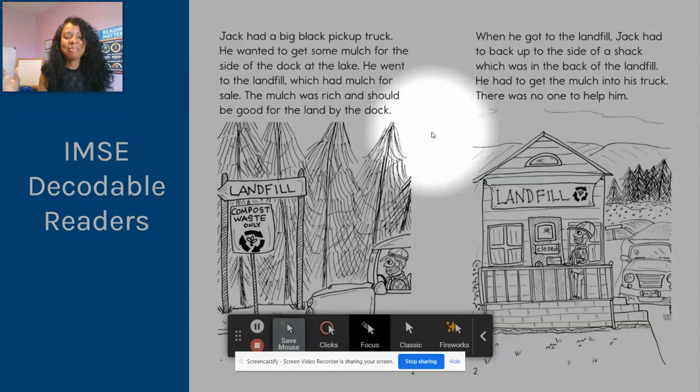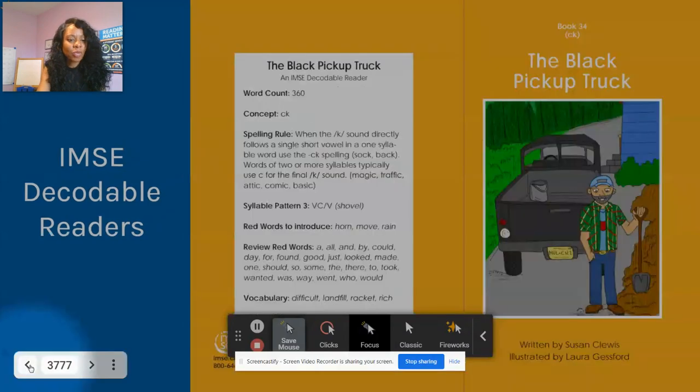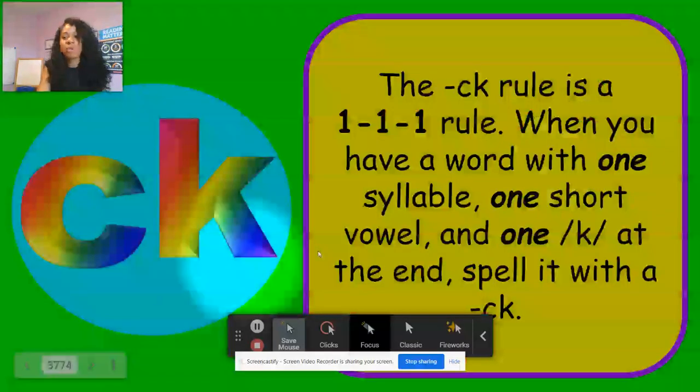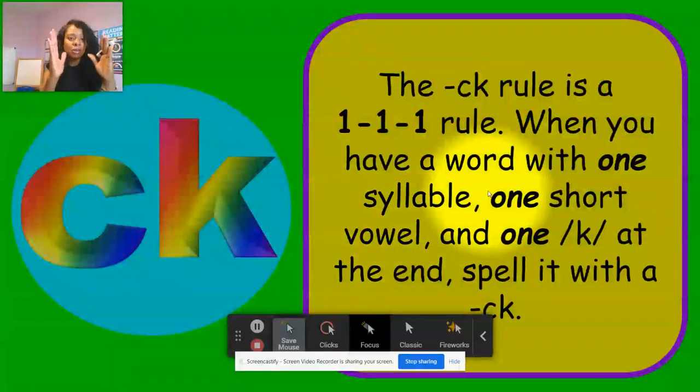Awesome. All right, my Irby butterflies, thank you so much for joining us today and learning about the K sound. Remember the 1-1 rule, okay? Let's go back. I want to make sure that you remember that 1-1 rule, because that rule says when you have a one syllable word, that means you clap one time when you say it, like clock, and it has one short vowel sound, like in the word clock, we hear ah. That's one short vowel sound, and it ends with a K, with one K, and we have to put the CK. Awesome work, friends.